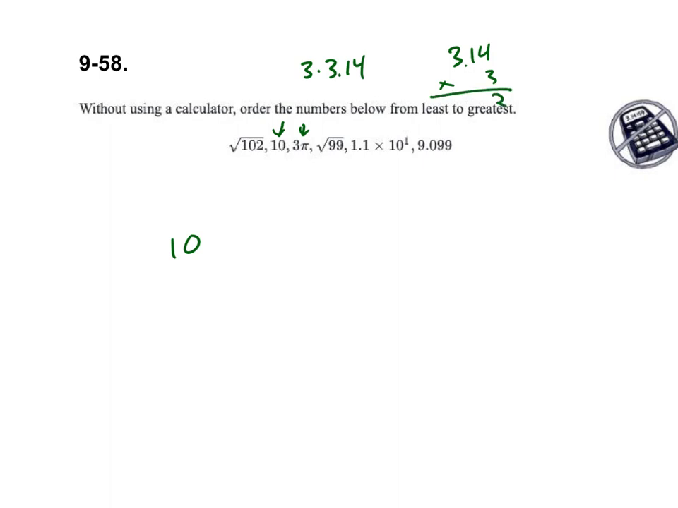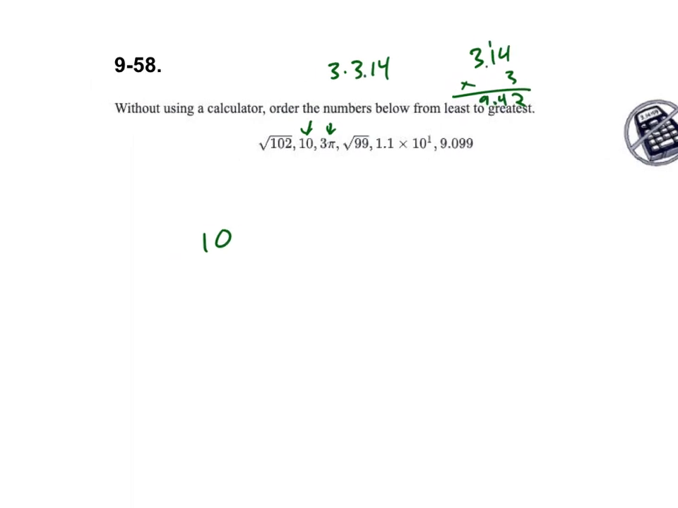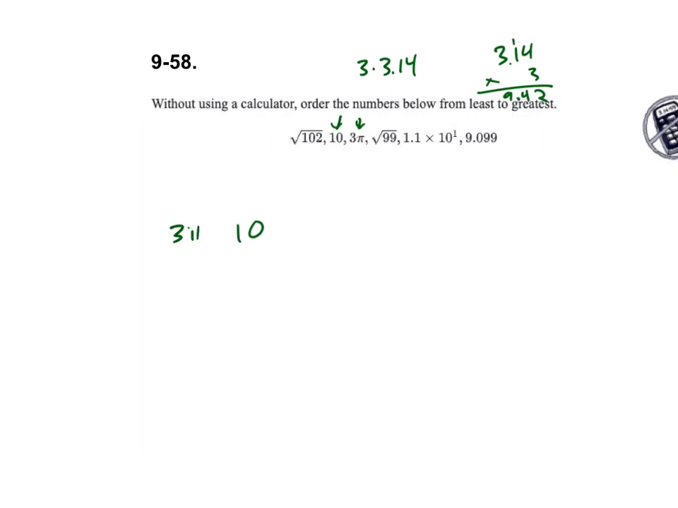3 times 4 is 12. 3 times 1 is 3, plus that 1 from the 12 is 4. 3 times 3 is 9. Then I'll drop down the decimal, so 9.42. So 3 times pi should be less than 10. So I'm going to put that to the left of 10. We'll come back again to these square roots because we'll practice those.